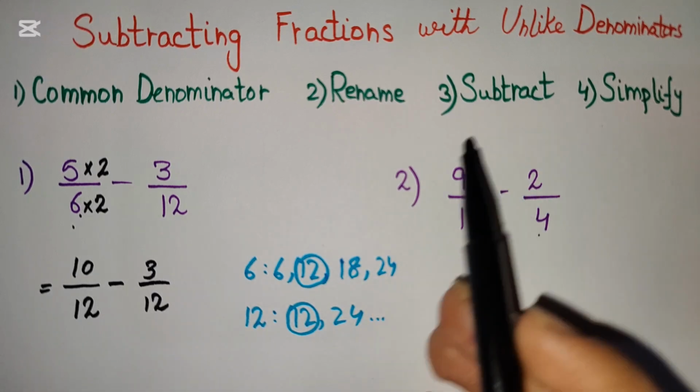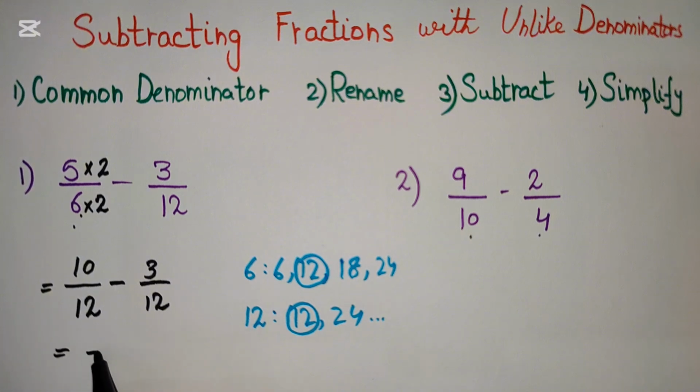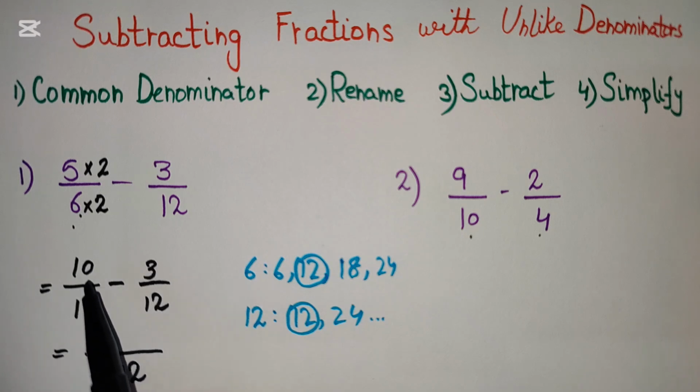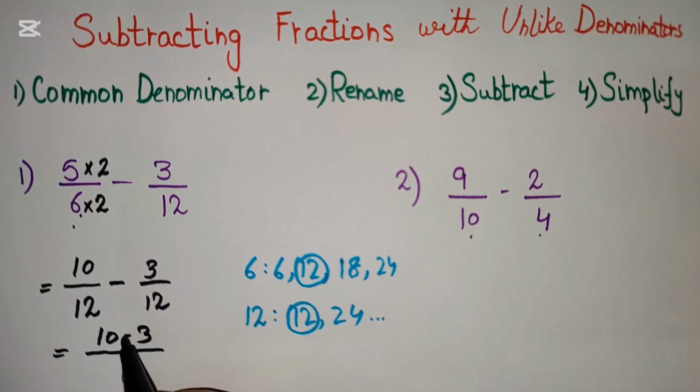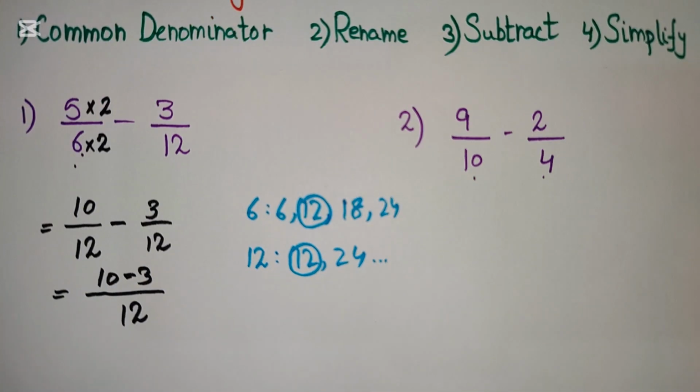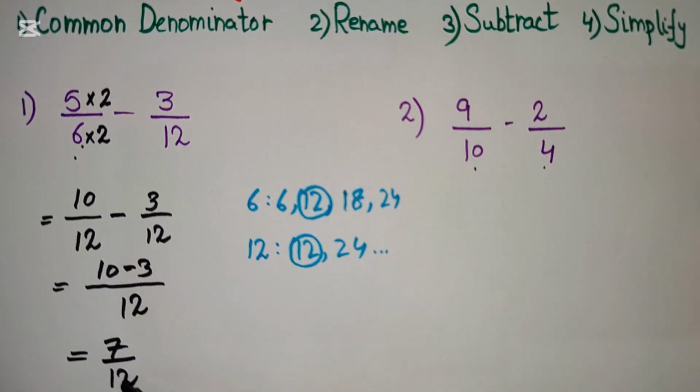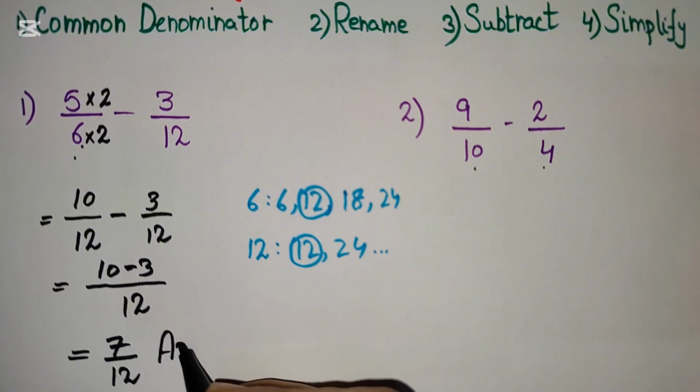Next step is subtract. If the bottom number is the same, meaning 12, we just subtract the top values, meaning 10 minus 3. We know that 10 minus 3 is 7 over 12. The last step is simplify, but this is the simplest form of example 1, so this is our answer.